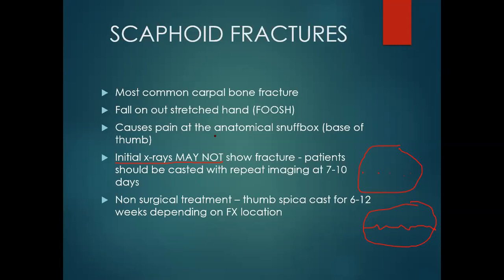So what we do with these people is if anybody has snuff box tenderness, you treat them like they're broken. You put them in a thumb spica cast or splint. Then we repeat the x-ray in 7 to 10 days. If it's normal, they're out. If it's abnormal or there's still discomfort, then we can do an MRI.